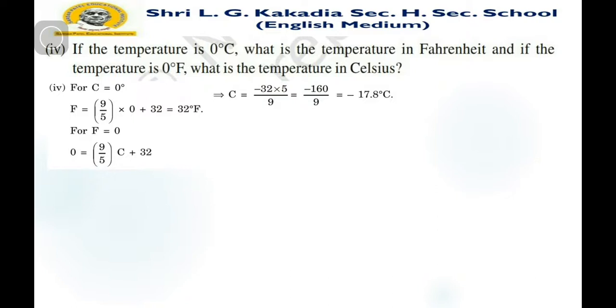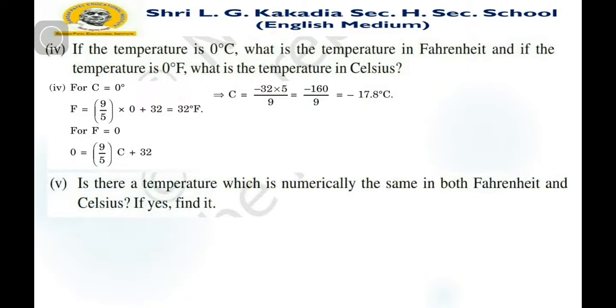Now the last problem: is there a temperature which is numerically the same in both Fahrenheit and Celsius? If yes, then find it. Let me solve it. Let F be equal to x and C be equal to x, because here we are going to find a temperature that is the same in both units. So we take F equal to x and C equal to x.